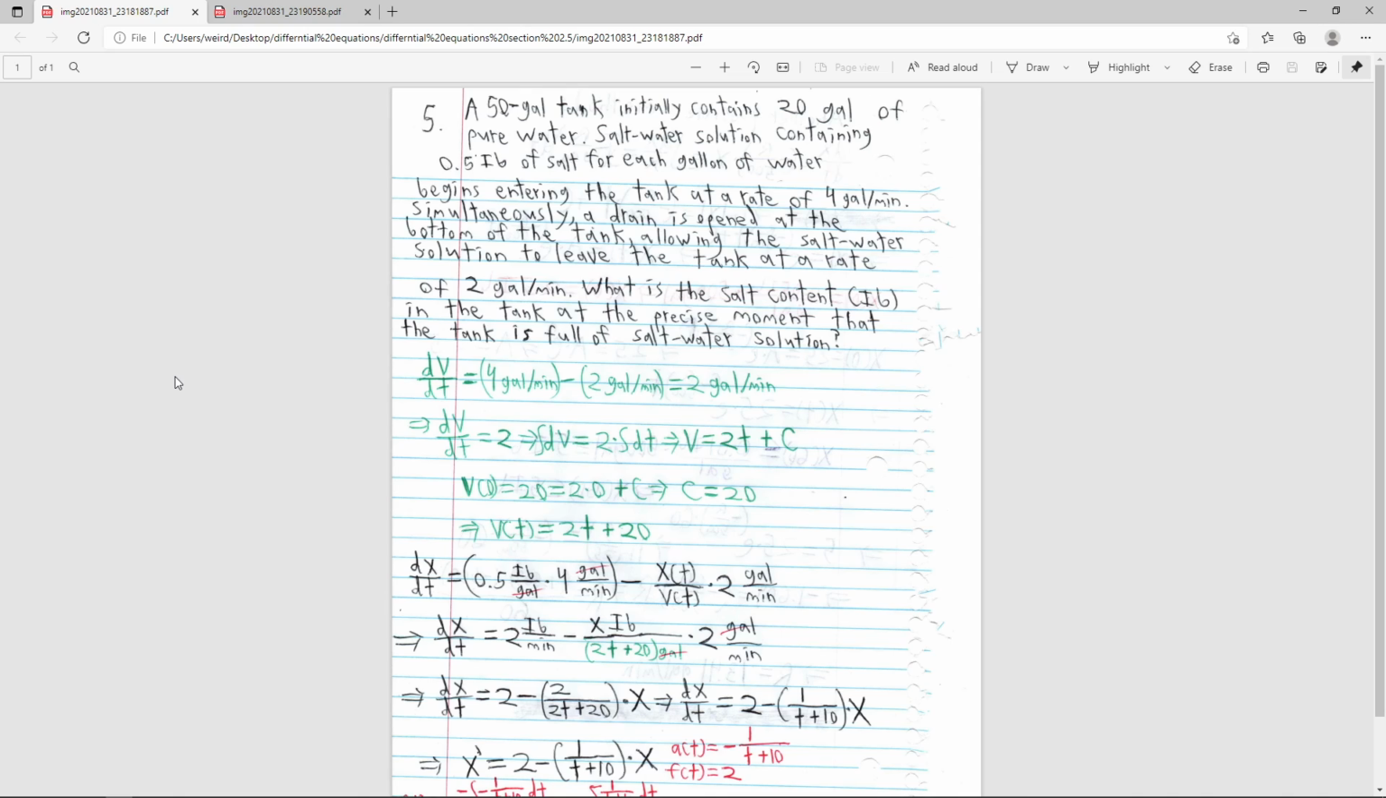And the last one is: a 50-gallon tank initially contains 20 gallons of pure water. Salt water solution containing 0.5 pounds of salt for each gallon of water begins entering the tank at a rate of 4 gallons per minute. Simultaneously, a drain is opened at the bottom of the tank, allowing the salt water solution to leave the tank at a rate of 2 gallons per minute. What is the salt content in the tank at the precise moment that the tank is full of salt water solution?